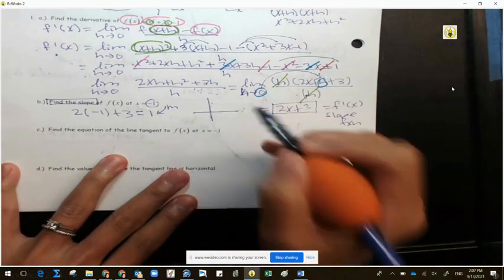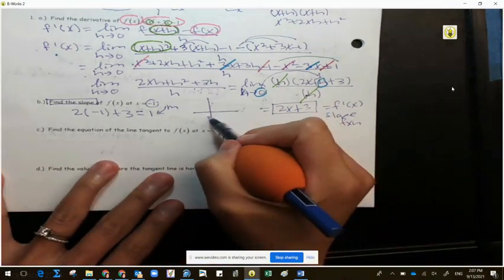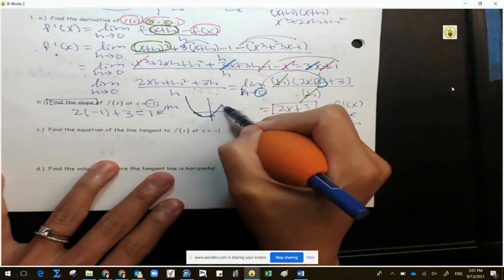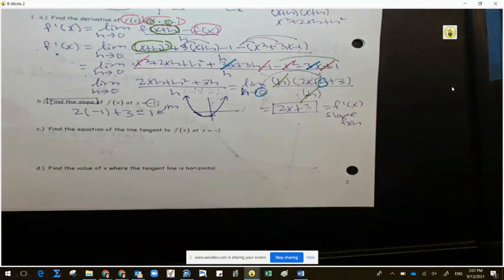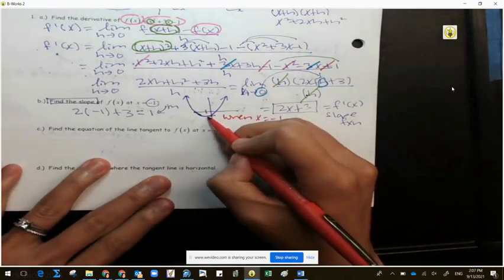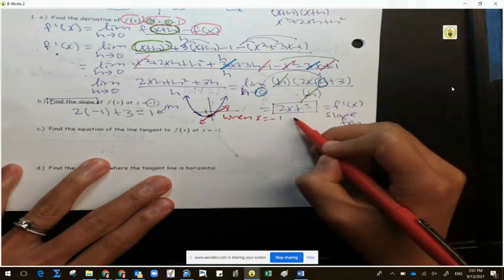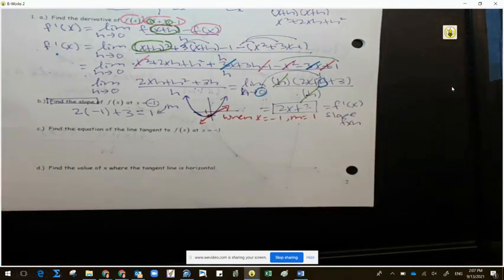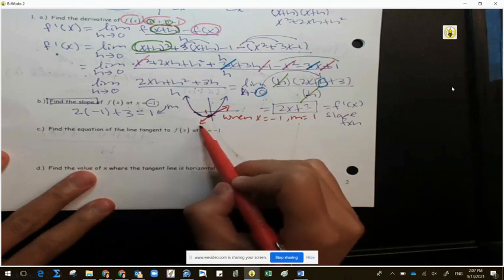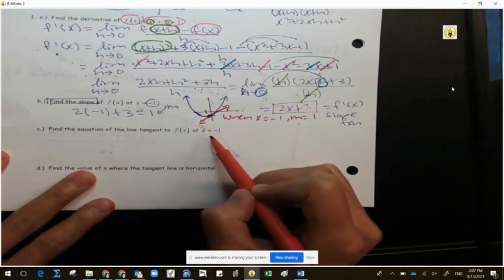Make a graph if you would. And if you were to graph this accurately, it's going to go through negative 1. And the following is what's represented. When x equals negative 1, our slope at this point is equal to 1. And I didn't graph this really accurately, but if you were to graph this accurately, it will. What do you think is going to happen if I plug in like negative 3? The slope is going to be negative.